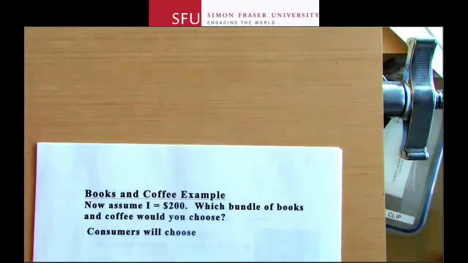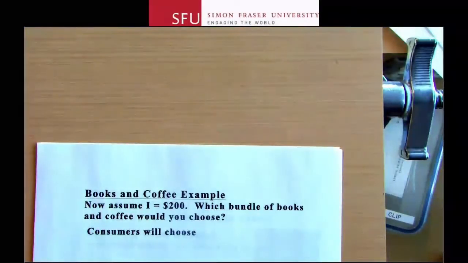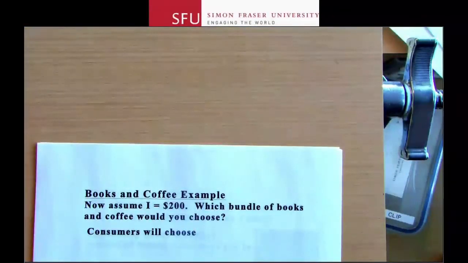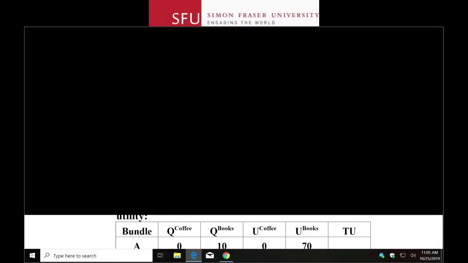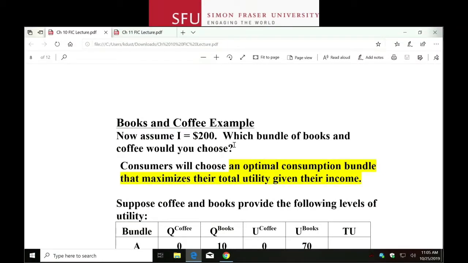So obviously they want to try to get as much utility as possible. So for the consumer, you look at what your choices are and then you try to figure out what combination of goods is going to give you the most satisfaction. Okay, so consumers will choose an optimal consumption bundle, and that's going to give them the most satisfaction, so the most utility.